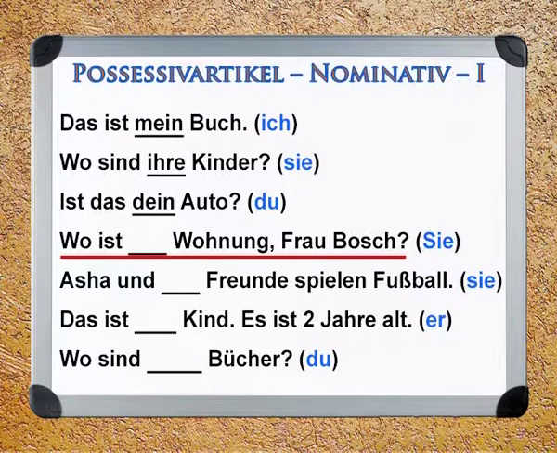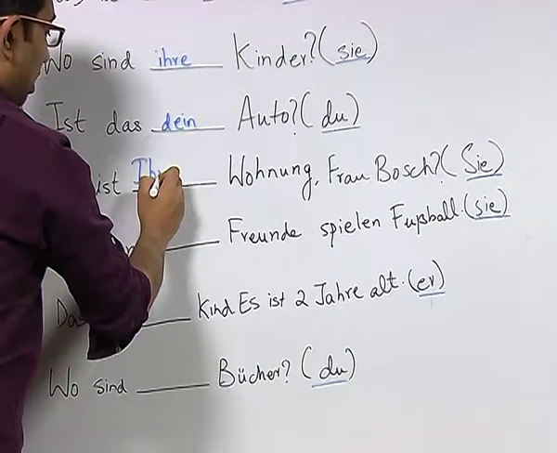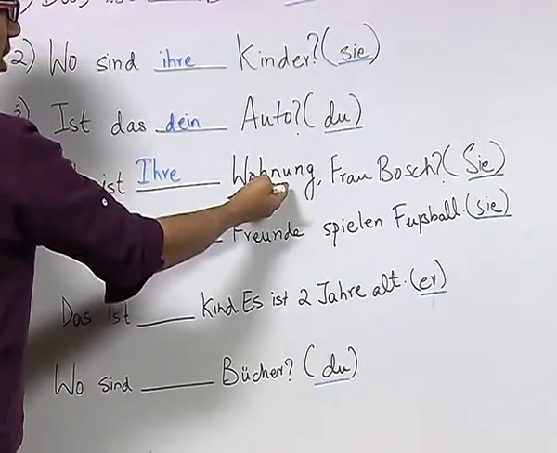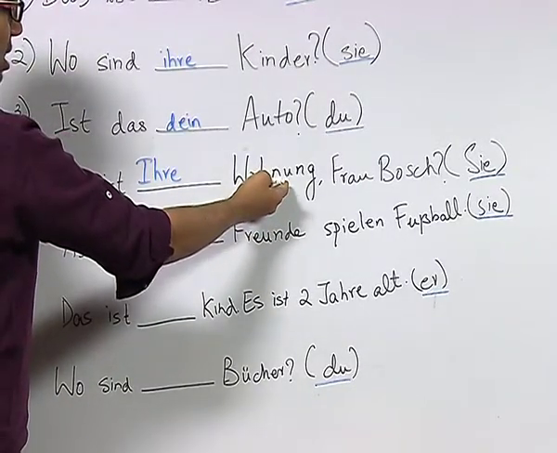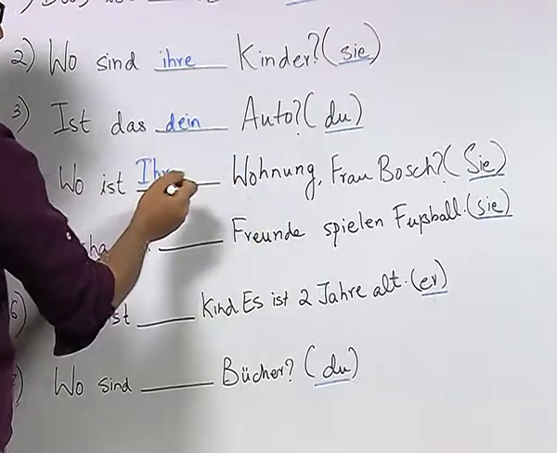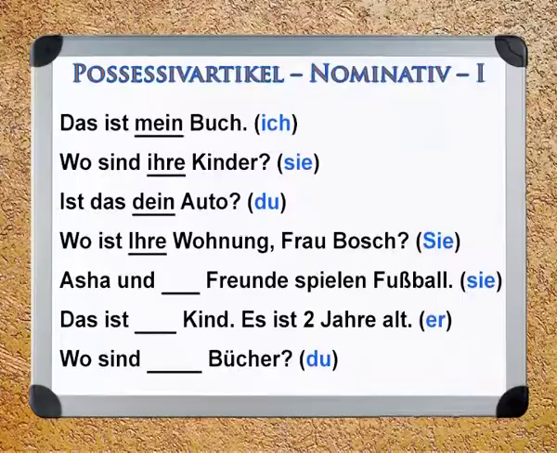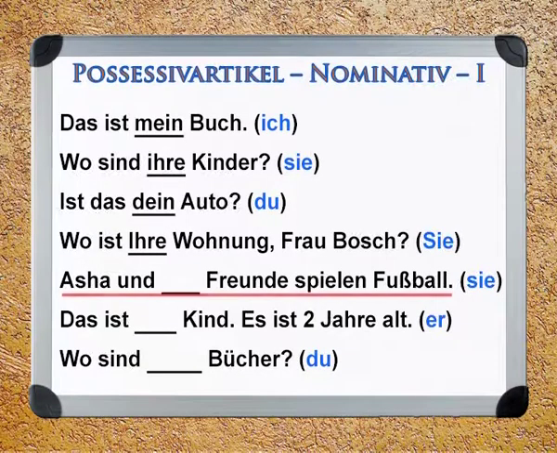Now, here we have the second person pronoun in singular, that is formal, and we know that if the second person pronoun Sie is capitalized, we write the possessive also capitalized, which is Ihre Wohnung, because the noun Wohnung has the ending e, which shows that it belongs to the feminine gender. Now, let us look at this sentence.